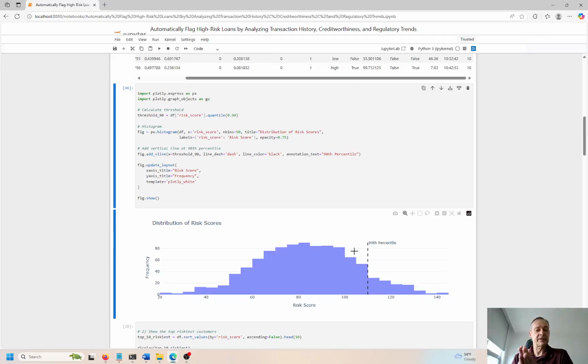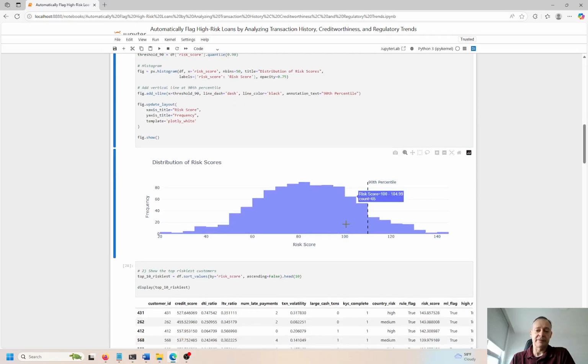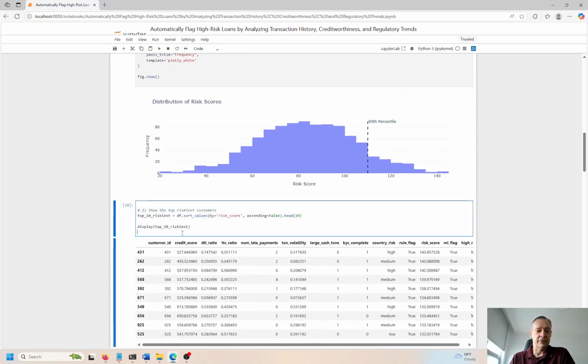The 90th percentile is a common way to show what's the high risk score over here: the top 10% of risk. The bottom 90%, I'm not too concerned about, but I would focus on the top 10% of risks. The 90% that is not super risky is not going to consume too much of my time. So let's look at the top 10 risks right here and sort those in descending order. Ascending equals false means descending.